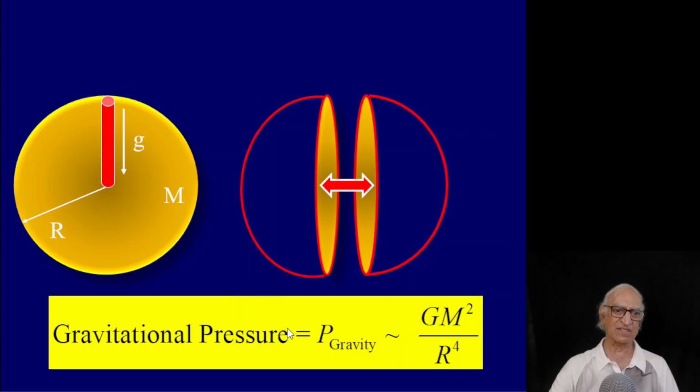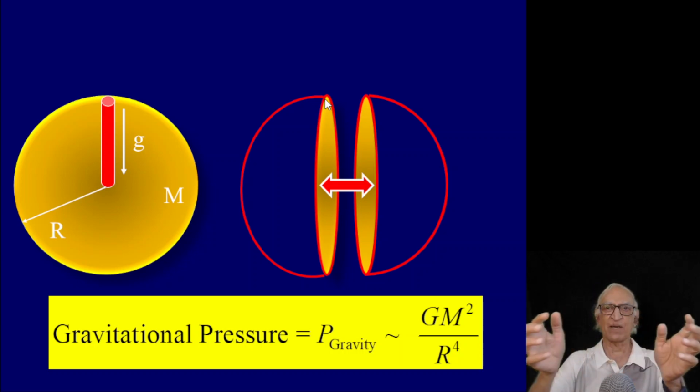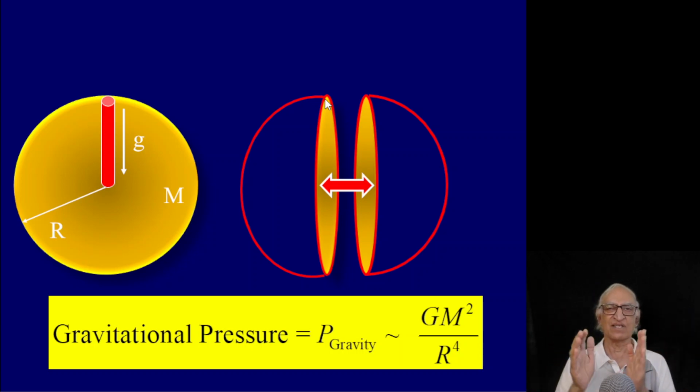The gravitational pressure at the center is equal to GM squared by R to the power 4. Why? Let us imagine that the sphere is cut into two halves and separated by a distance roughly equal to the radius of the sphere. There will be gravitational force between the two hemispheres, which is M by 2. We'll forget the 1/2. We'll regard it as M. So the gravitational force is GM divided by R squared. And that gravitational force is acting on a surface area which is pi R squared. Therefore, the gravitational pressure, which is force per unit area, is of the order of GM squared divided by R to the power 4.